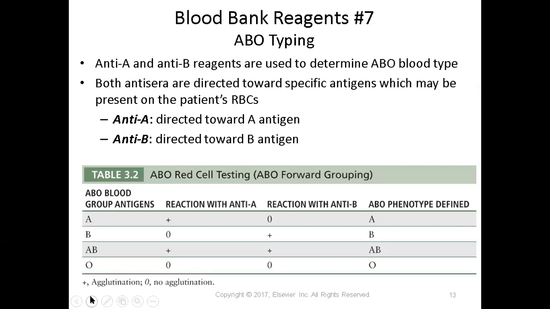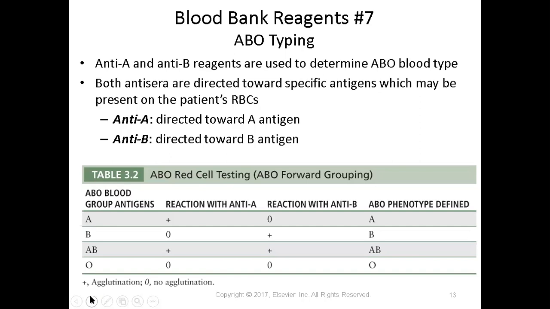So we're going to move on next and talk about ABO typing. Anti-A and anti-B reagents, and remember, these are antibodies against A antigen and antibodies against B. They're reagents which sometimes in the lab people will refer to as anti-sera. They are used to determine the ABO blood type of a patient.